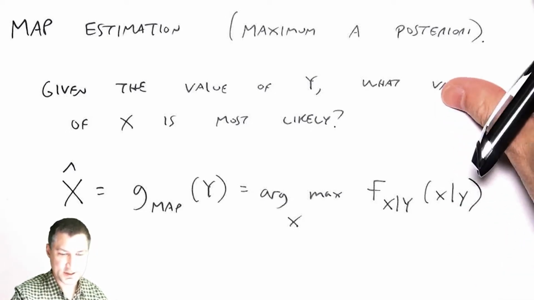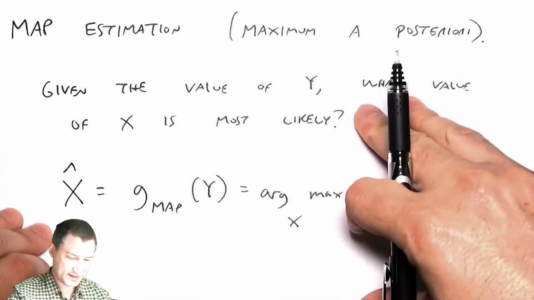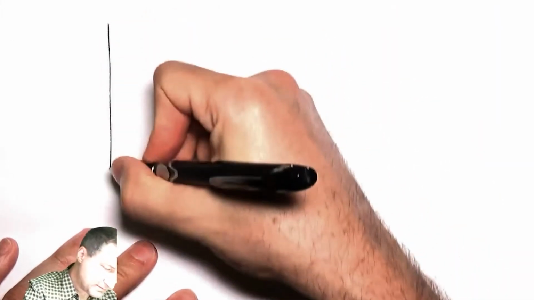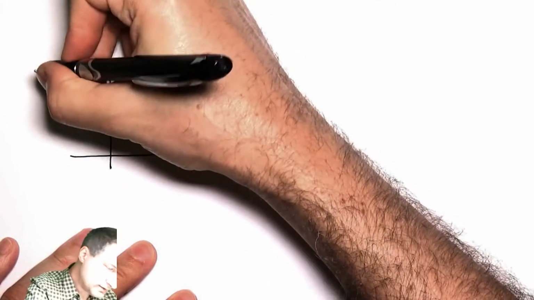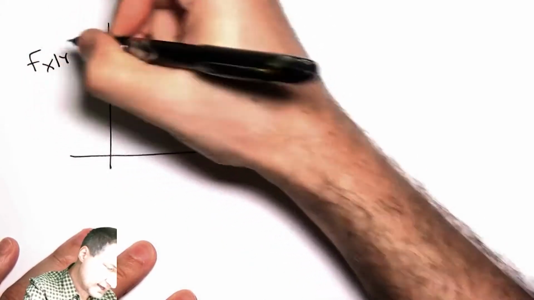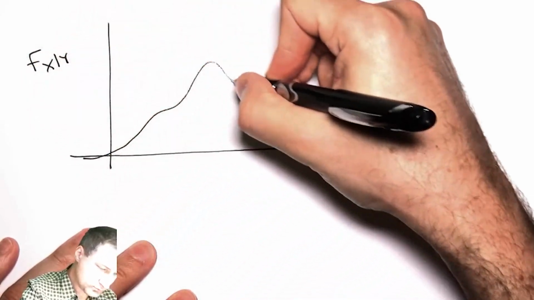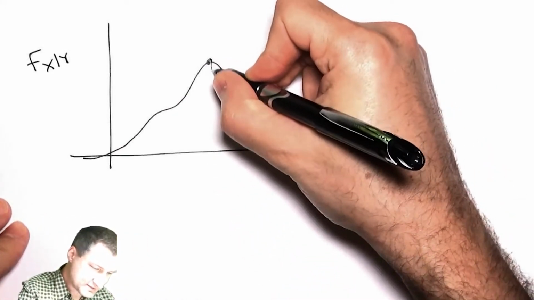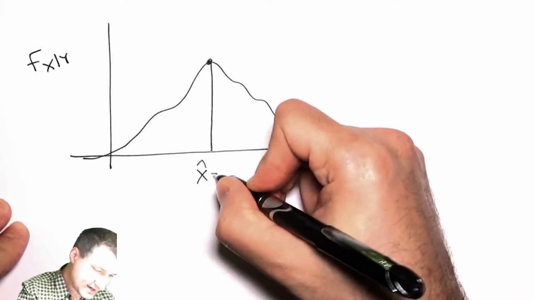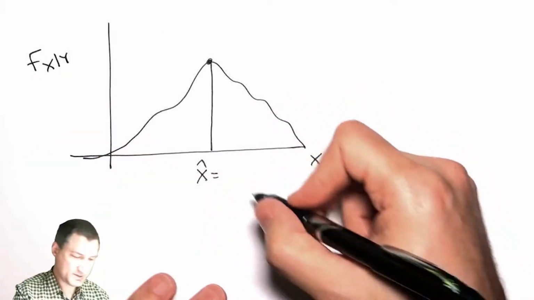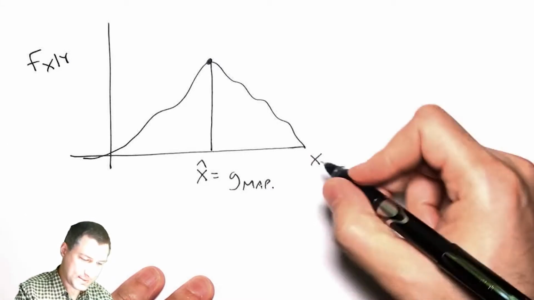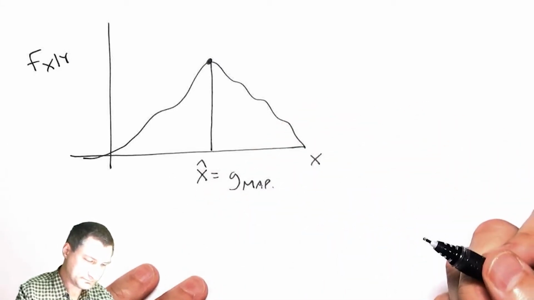To draw a little picture, this is just like saying I give you y, which produces a new PDF on x, and the MAP estimate is basically the value of x that maximizes this PDF. This is going to be my g MAP. And this is the way it works.